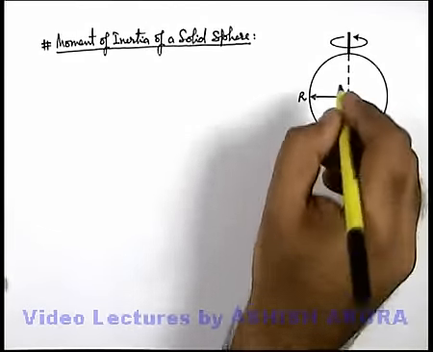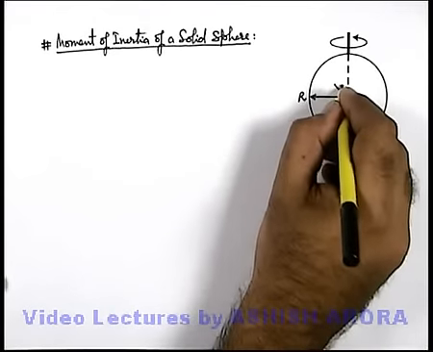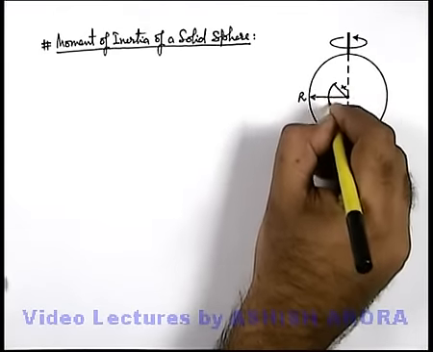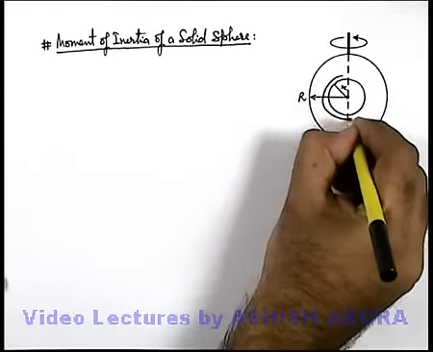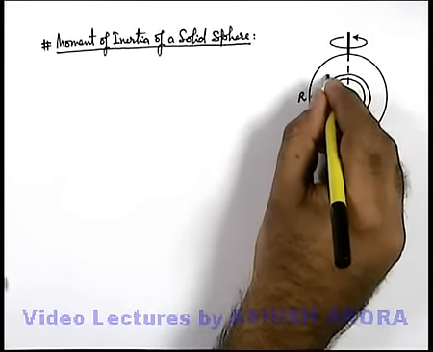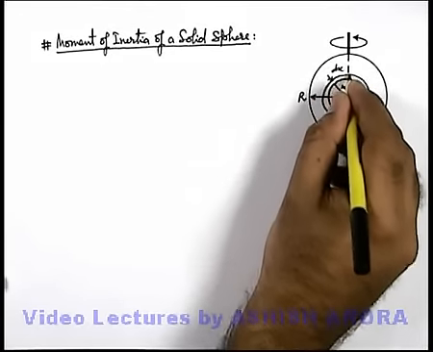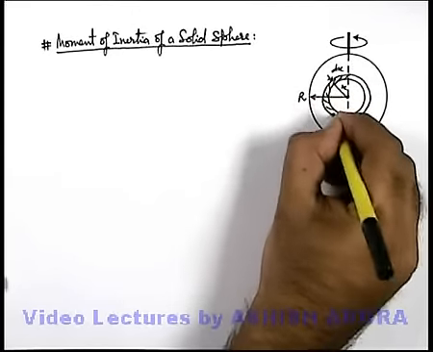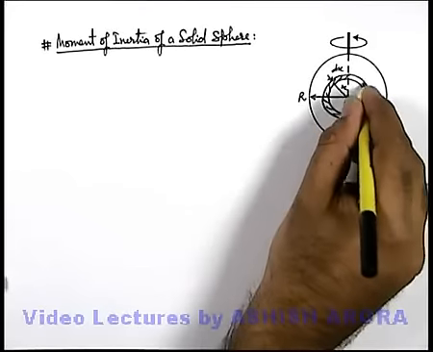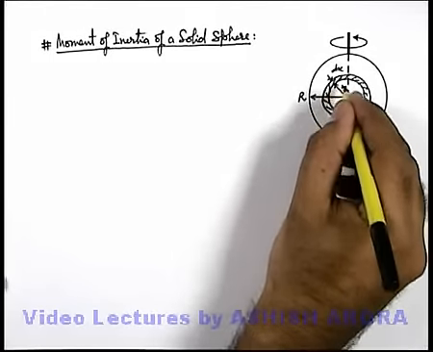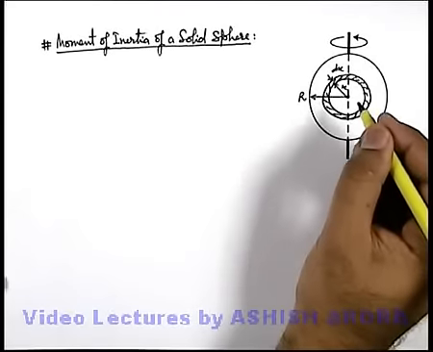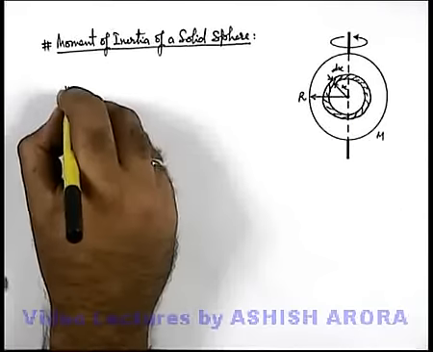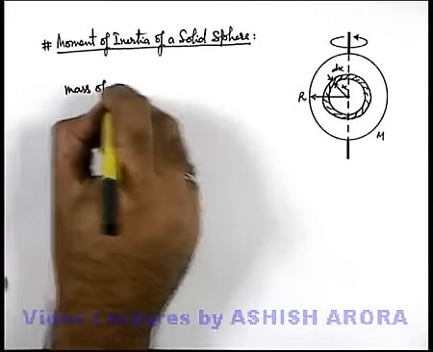And for a solid sphere, let us consider a hollow spherical element which is of radius x and its wall thickness is dx within the volume of the solid sphere. So there is a hollow sphere which is of radius x and its wall thickness, or width of the wall, is dx. In this situation, we can find out the mass of the element.